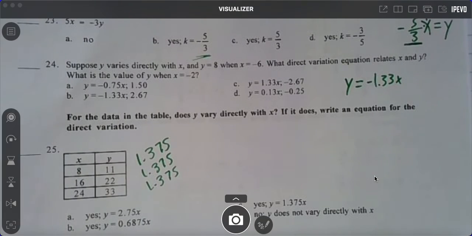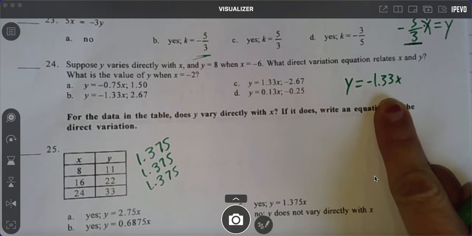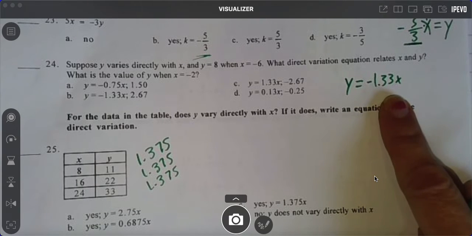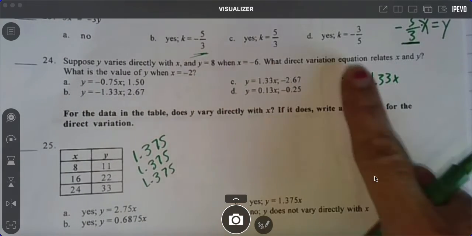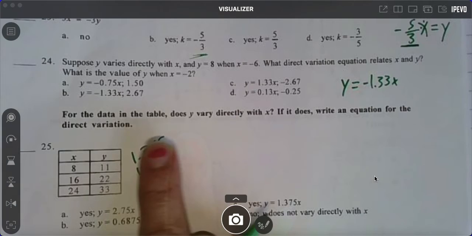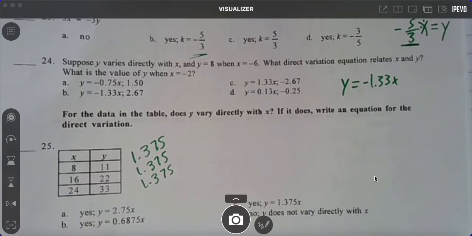You just take your y and you divide it by x, and it's going to tell you that constant or that slope. Okay? Then the next part, you don't even have to do because that's only one answer that matches. But the next part, they just want you to plug in -2 and see what you get, and you would get this. Okay? So on those, it's just y divided by x.